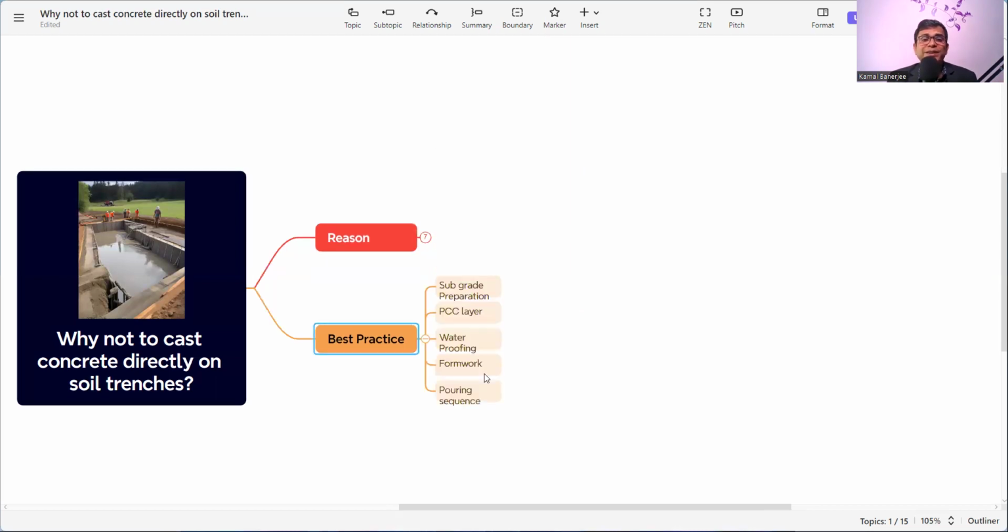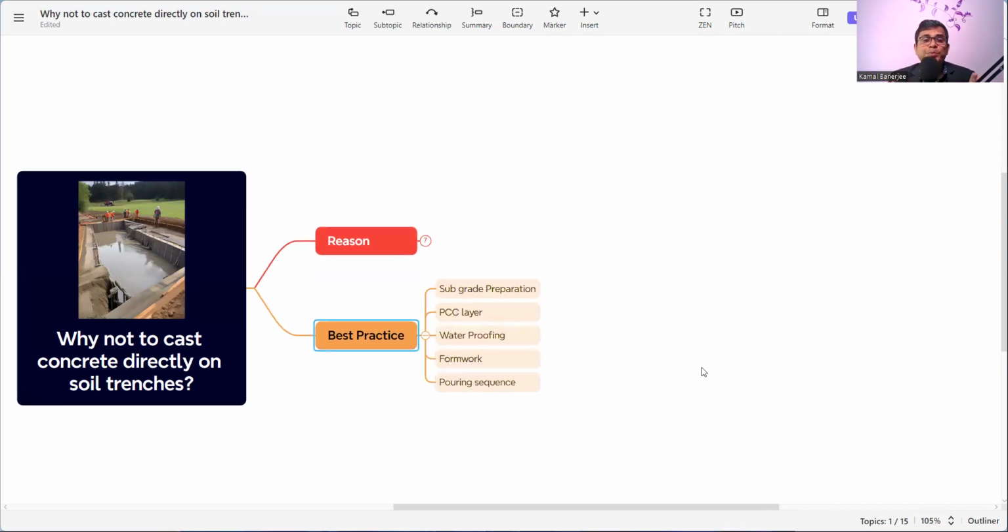So what will be the best practice? We need to prepare the subgrade. The soil we need to prepare properly, achieve the proper degree of compaction, and check the optimum moisture content whenever we are placing concrete over the soil. And then one layer of PCC. This PCC layer acts as a cushion. It is a leveled layer and it covers the soil, so soil contamination, moisture penetration or moisture loss will not happen if we place PCC over the soil and then pour the concrete.